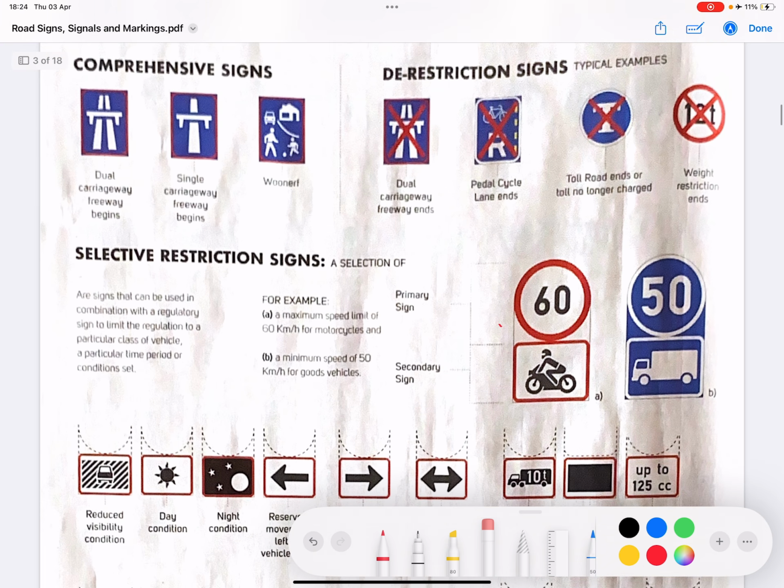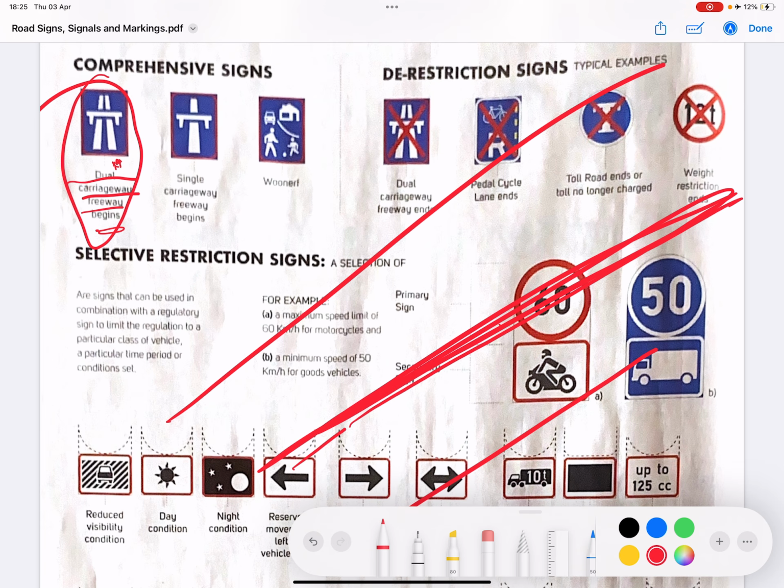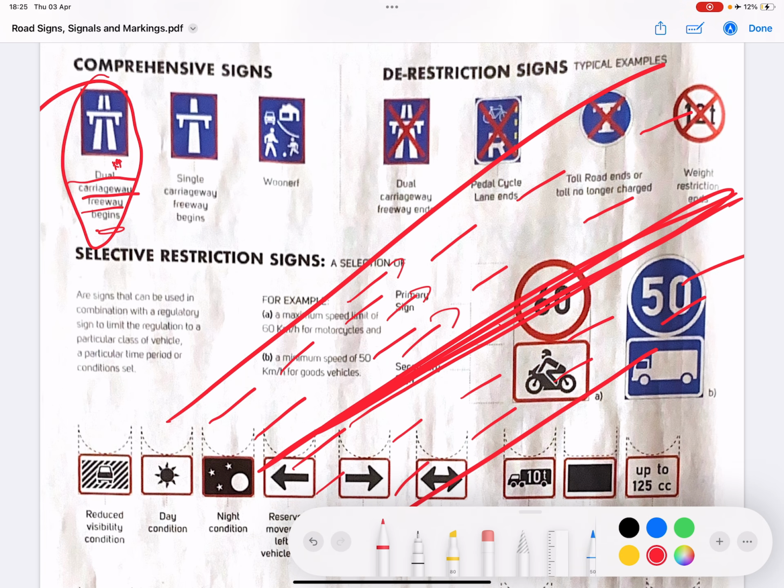So what is a comprehensive sign? A comprehensive sign is one sign like this that has a set of comprehensive rules, such that when you see this sign, you must know that it tells you that you are getting into the dual carriage freeway. This is the freeway that you know, okay? Let's say it's divided here, so vehicles going there, divided also like this, vehicles coming back: the dual carriage freeway.